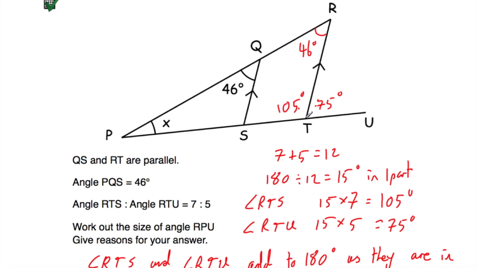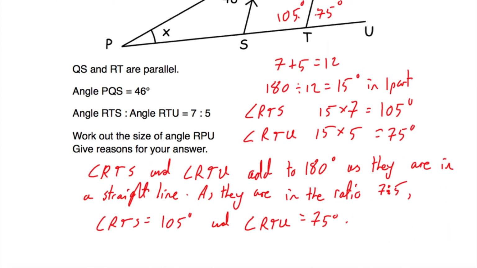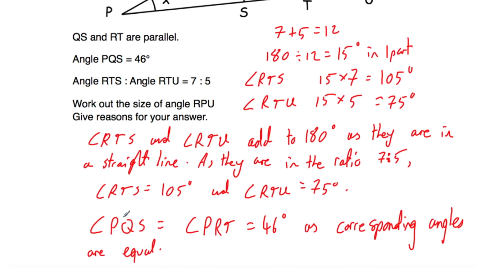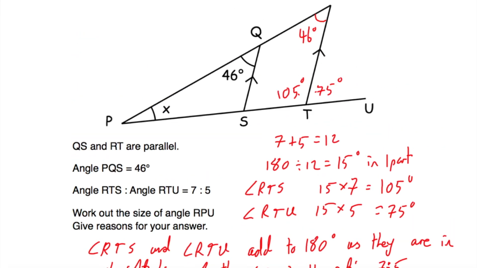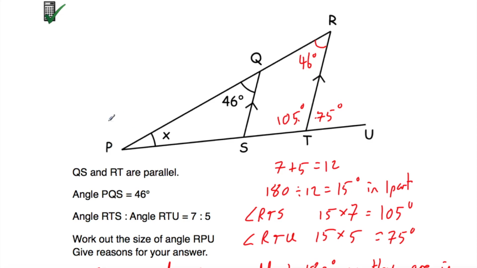So let's explain that. Angle TRP is equal to angle SQP because they're corresponding angles. That's how I've explained that angle PQS is equal to angle PRT, and they're both 46 degrees as corresponding angles are equal. So the angle PQS and angle PRT are both 46 degrees because those corresponding angles are equal to each other.